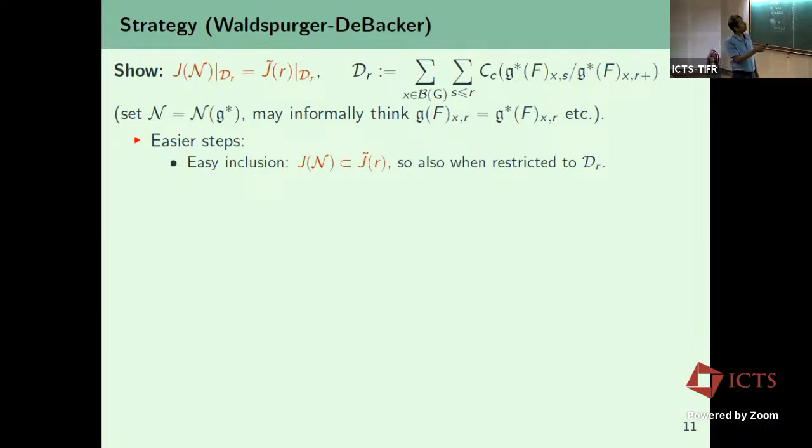First of all, it is easy to show that any distribution supported on the nilpotent cone is actually contained in the bigger space of distributions J tilde of R. But these spaces are not equal because this space is very infinite dimensional. What we need to show is that when you restrict it to sufficiently invariant functions, those two spaces coincide. So that's the easy inclusion.